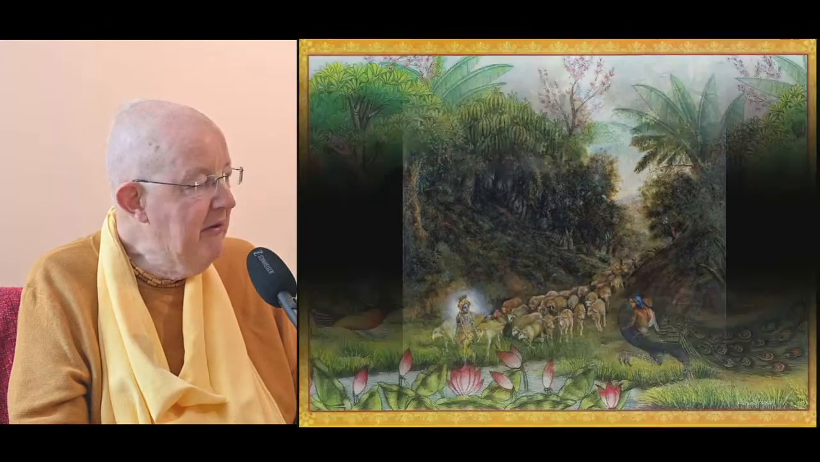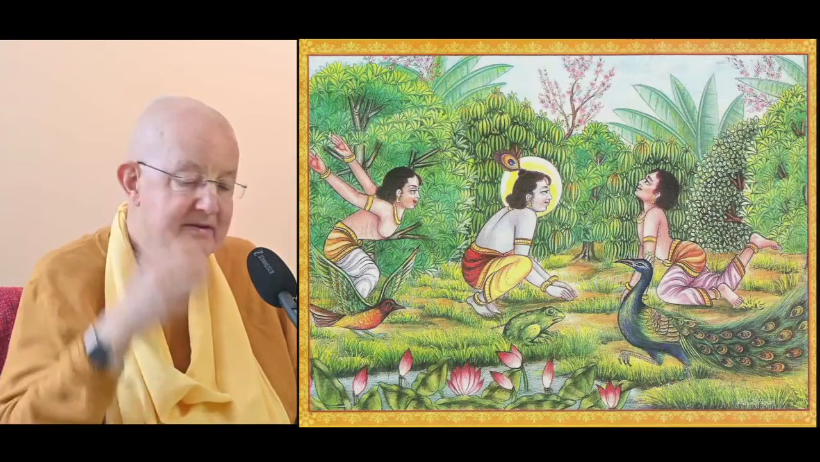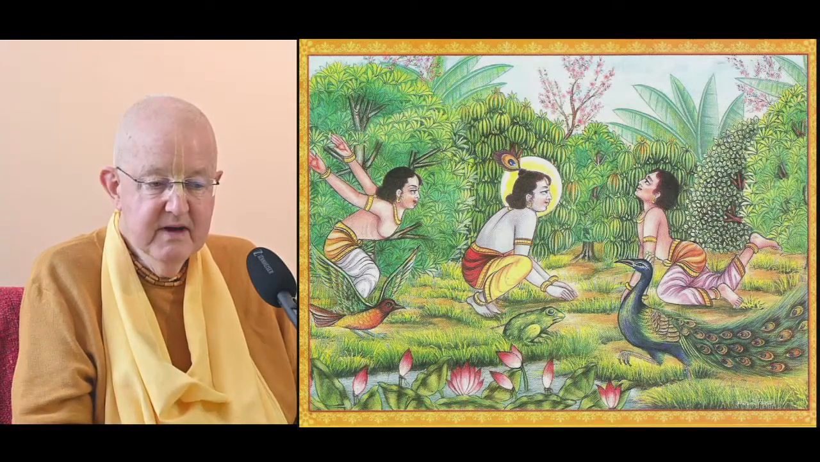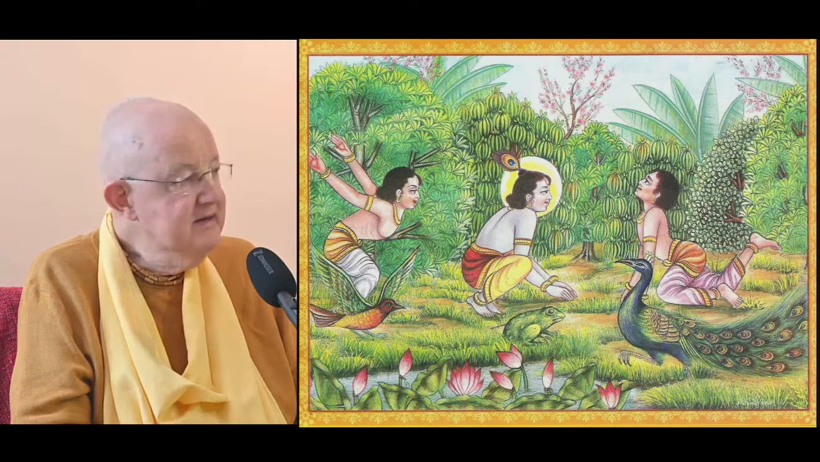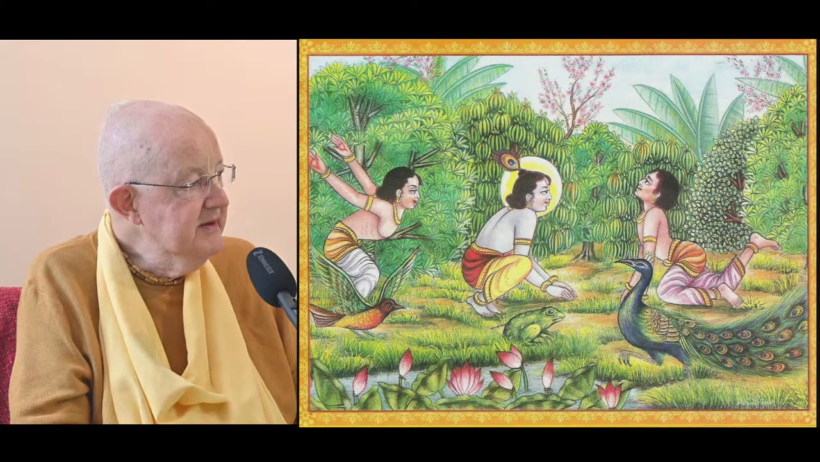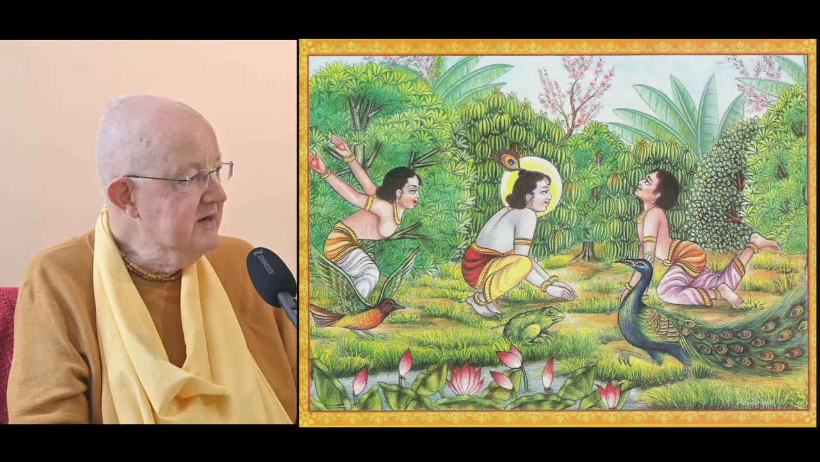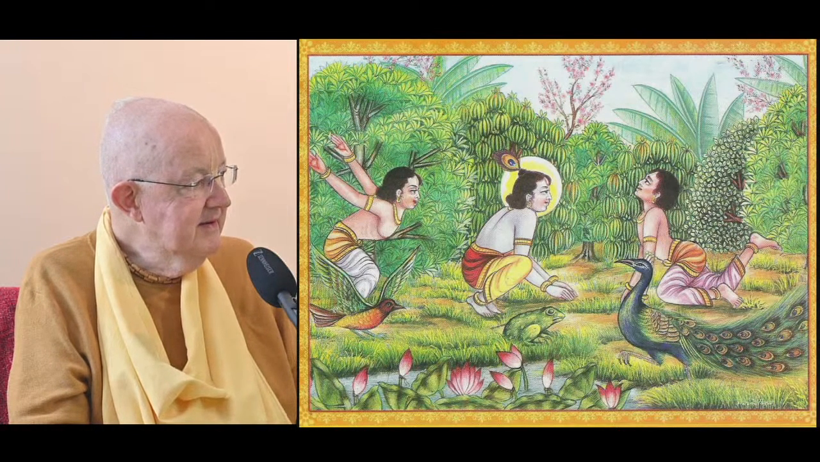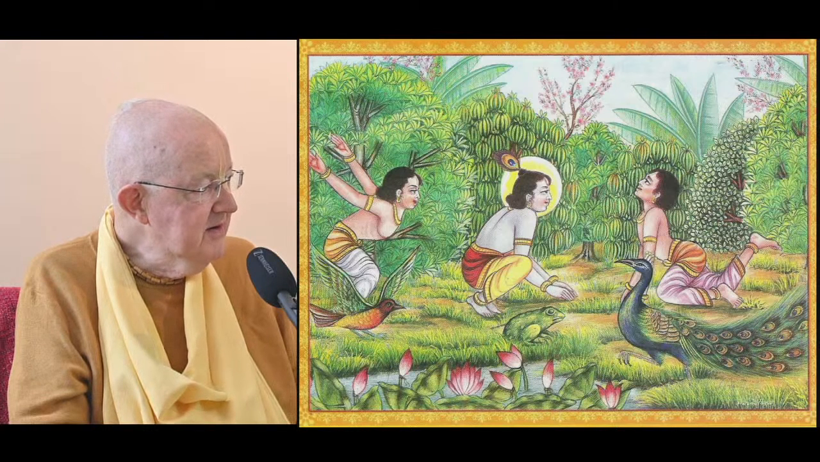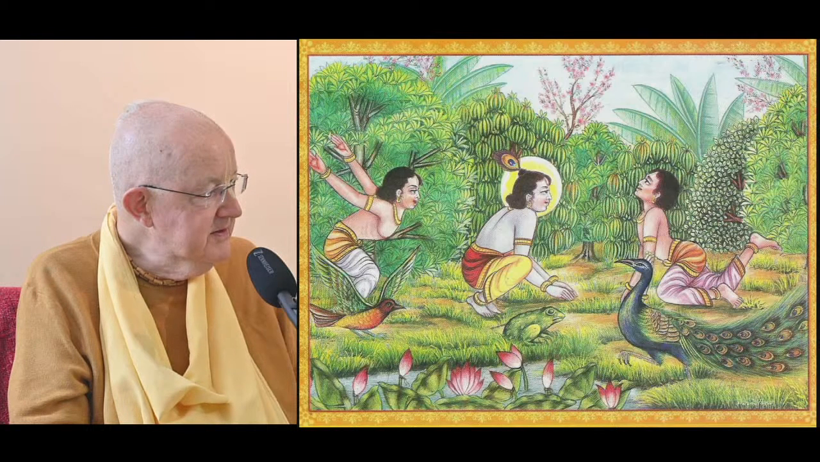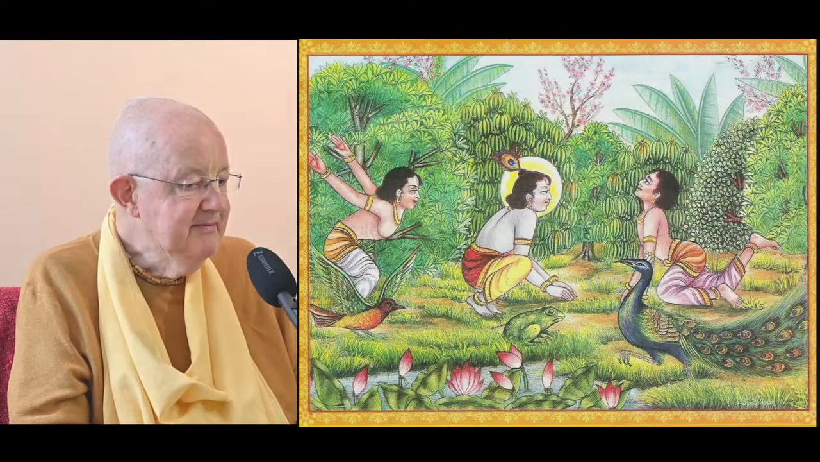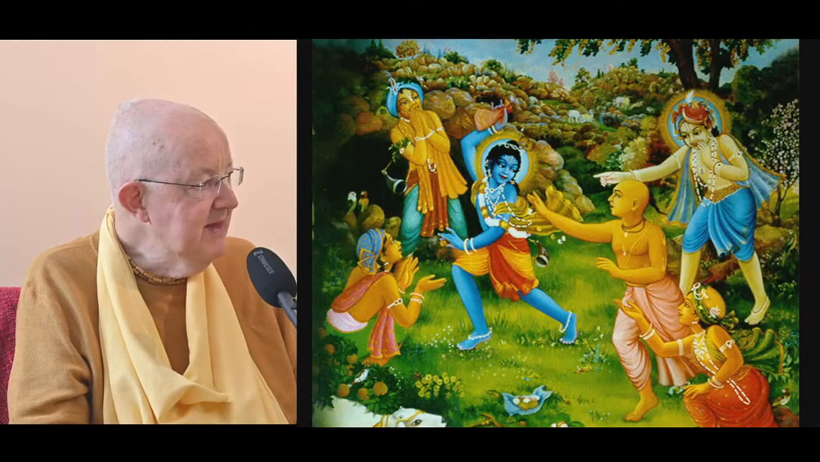And what do they do? There's verse after verse after verse describing their playful activities. This painting is showing that sometimes they imitate the movements and the strutting of the peacock. Sometimes they make the movements and croaking of frogs. Sometimes they act like birds taking flight, and they make bird sounds. And sometimes they play games like this one.